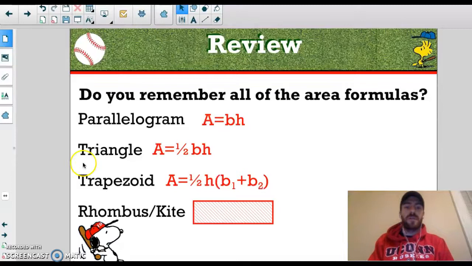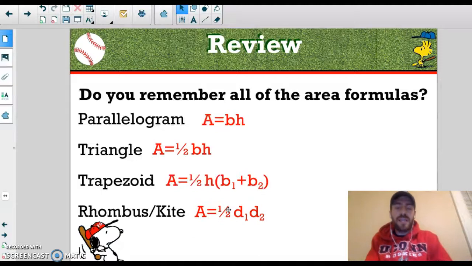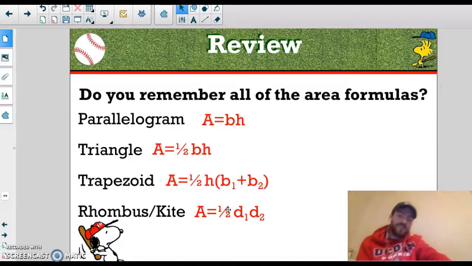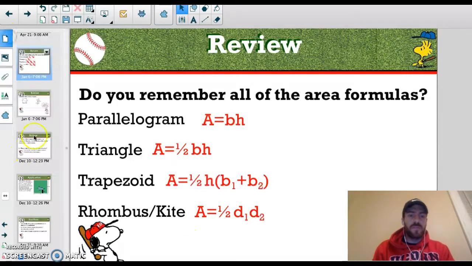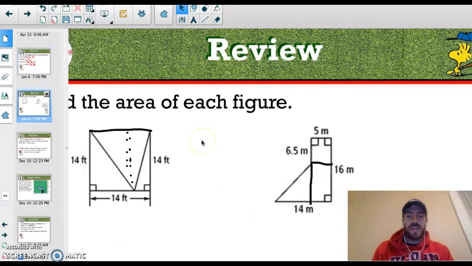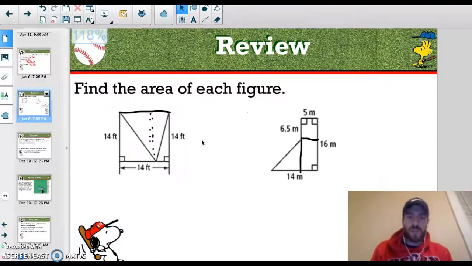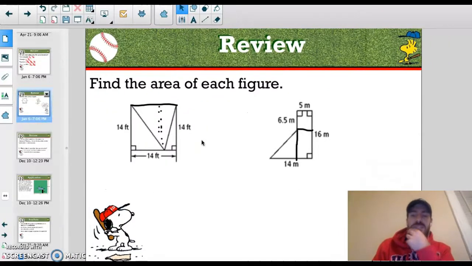We're going to talk a lot about trapezoid and rhombus for the first few minutes of this video. We're going to talk about how they were discovered and what they really come from, how they were created. And then a kite is 1/2 diagonal 1 times diagonal 2. Again, we're going to spend some time talking and dive a little more in depth. But just like the homework you guys had, we're going to look at finding the areas of some figures.